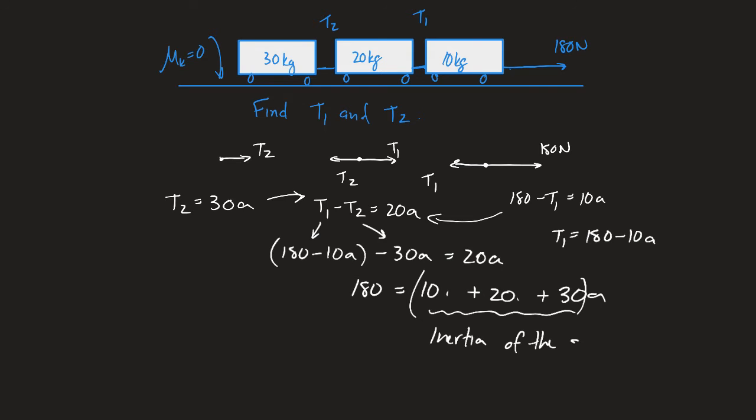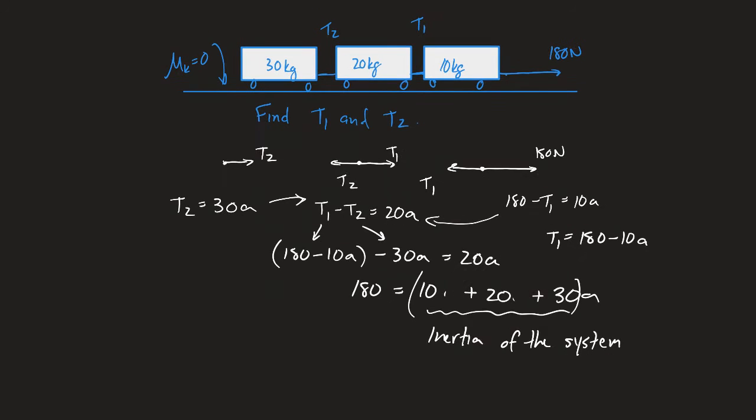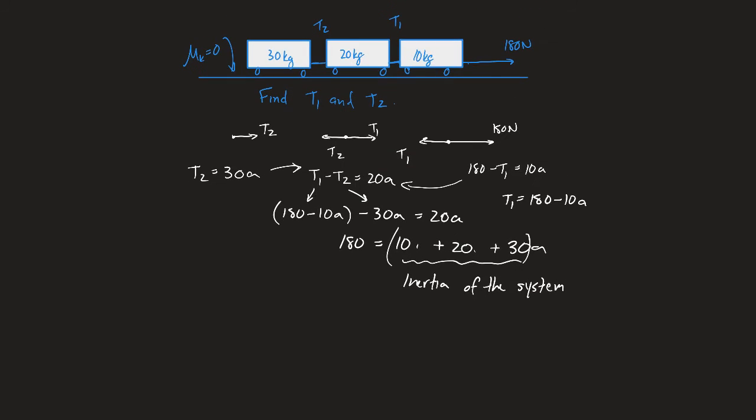Since every part of your system is going to be accelerating at the same rate, the inertia of the system determines the acceleration. In fact, when you're done with this correctly, you should get a version of Newton's second law, which is what we have here. We have 180, which is the net force on the system. We have the sum of all the masses, which is the inertia of the system.